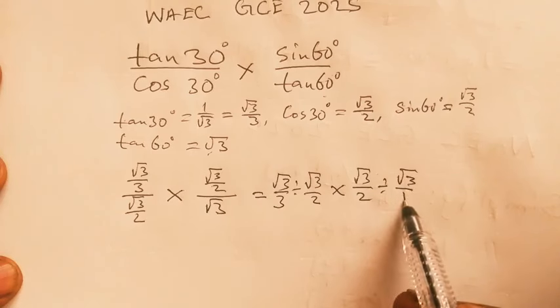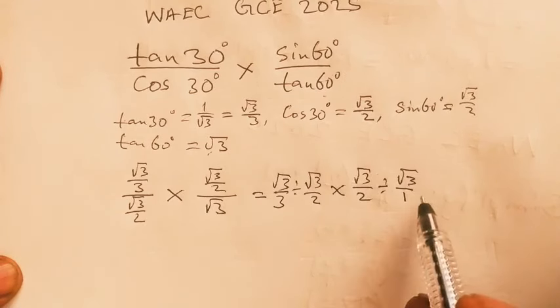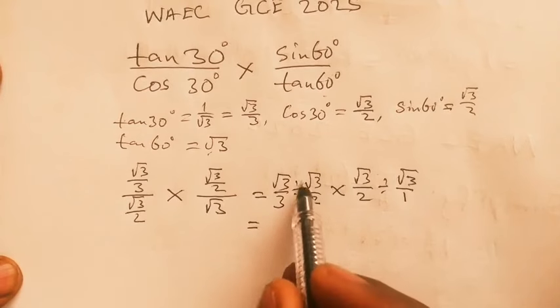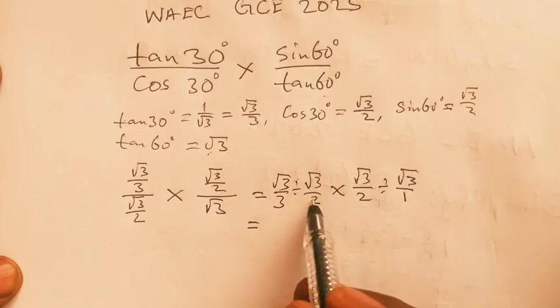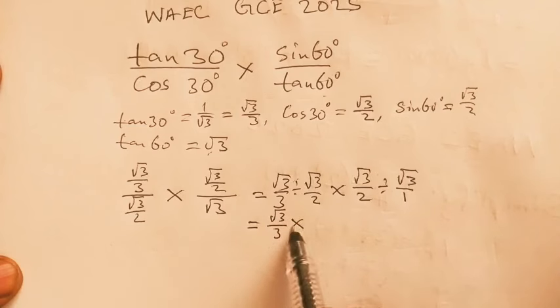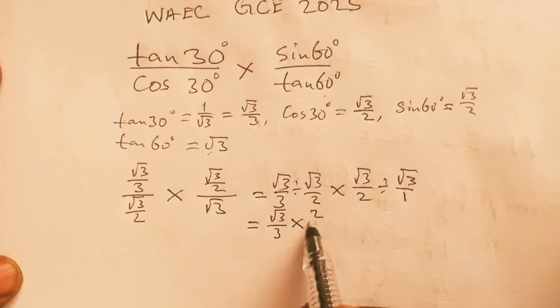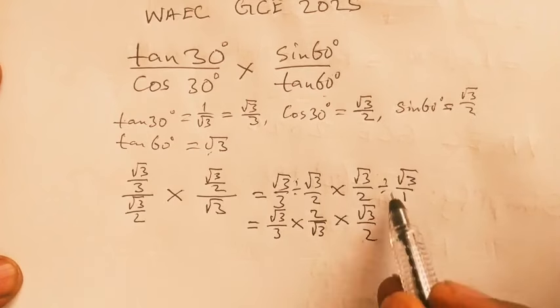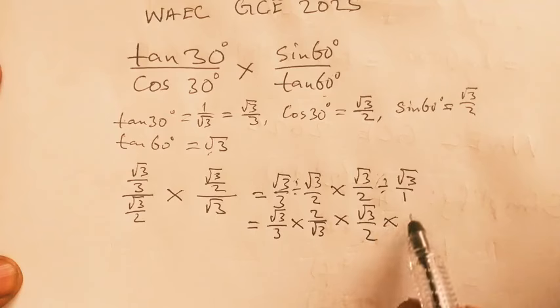You balance it with 1 so that it can become a fraction. So we'll change this division to multiplication, and it will invert this fraction. So we have root 3 divided by 3, and then multiply by 2 divided by square root of 3, multiply by square root of 3 divided by 2. We also change this to multiplication, and it will invert the next fraction, square root of 3.